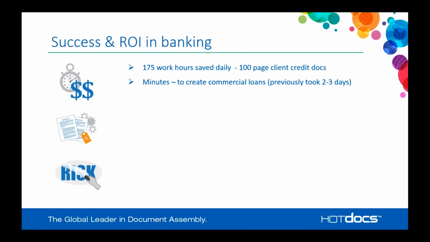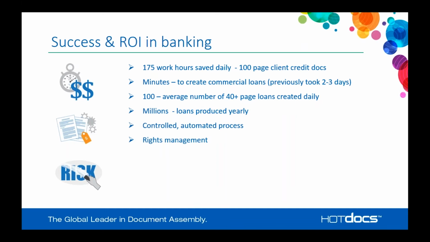100 average number of 40-plus page loans created daily, or millions of loans produced yearly. Controlled automated process, rights management, faster approvals when they've got to go through an approval process for that loan. They have a way to really feed that through. And then integrations into credit systems, workflows, ECM, all allow that process to be a lot more efficient. So it's a scalable process that will help you eliminate risk. And I think that's the favorite two words of a lot of banks, eliminate risk, right?